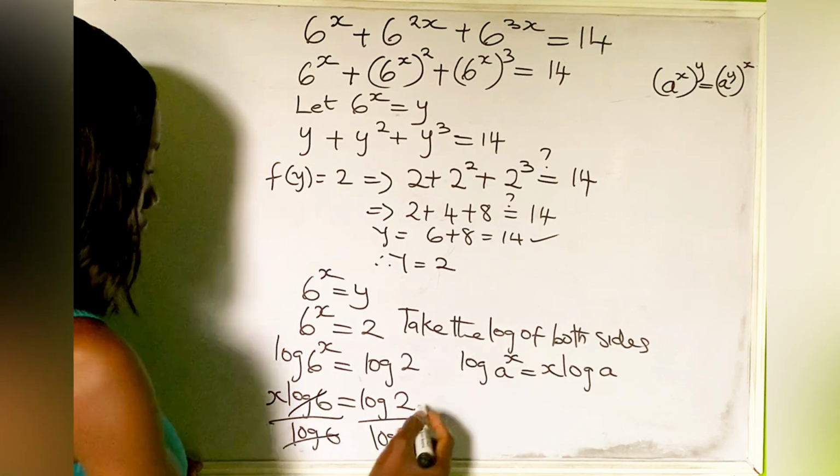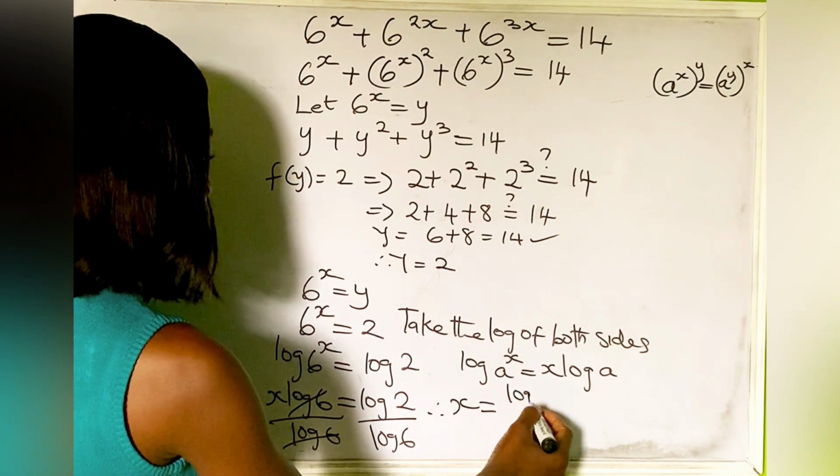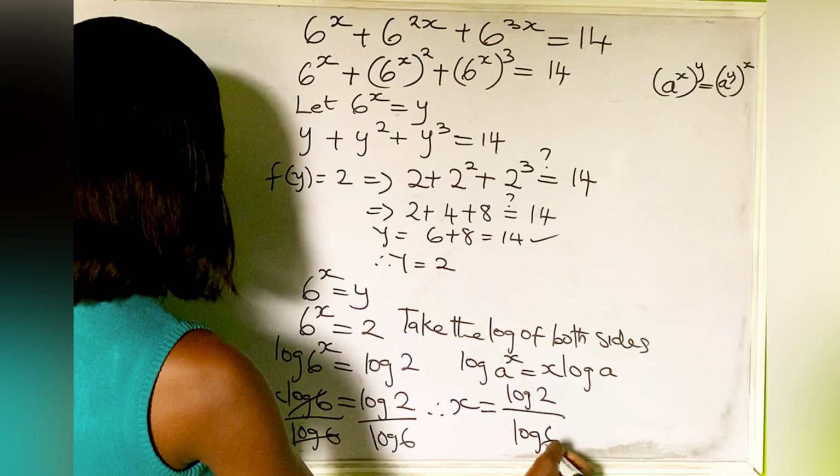Log 6, log 6 cancel. Therefore, our x is equal to log 2 divided by log 6.